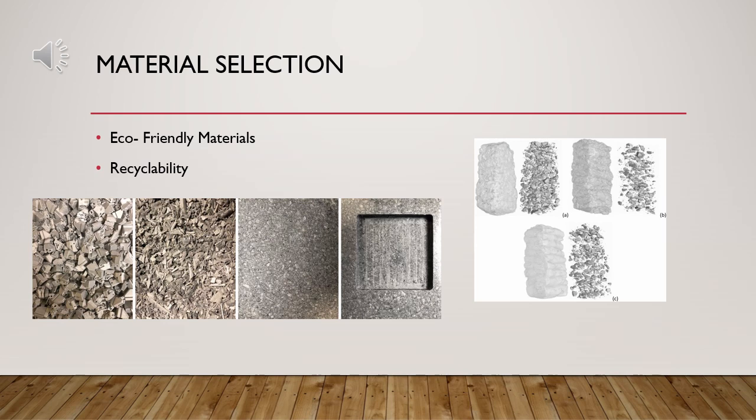Material selection. The choice of materials used in 3D printing can have a significant impact on sustainability. Selecting eco-friendly and recyclable materials can reduce the environmental footprint of the printing process. Eco-friendly materials. Choosing biodegradable, recycled, or bio-based materials for 3D printing can reduce the environmental impact of the printing process. Recyclability. Selecting materials that are easily recyclable and can be used in the printing process or other applications can help minimize waste generation.